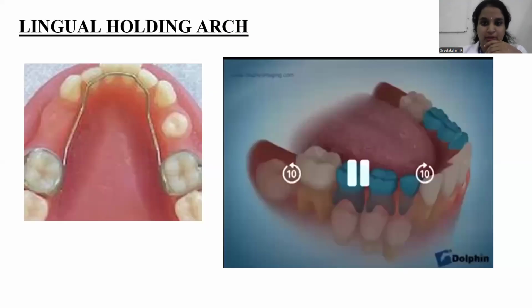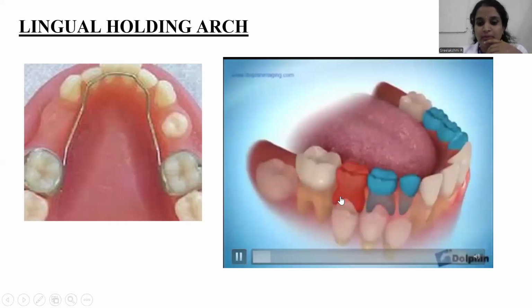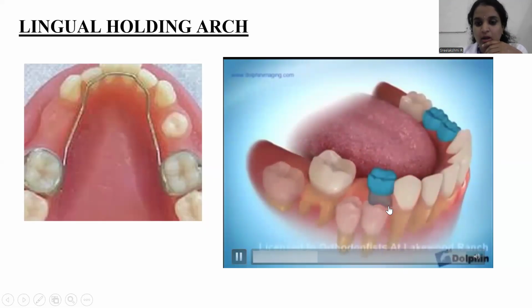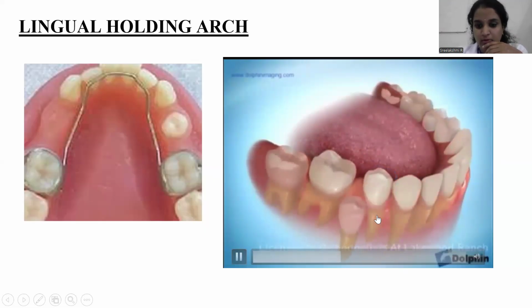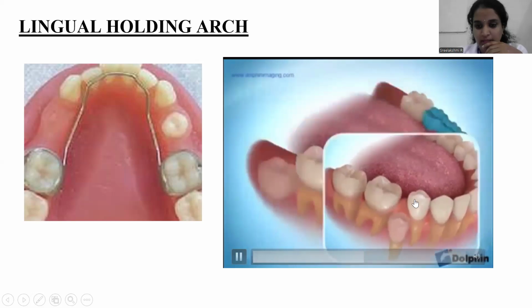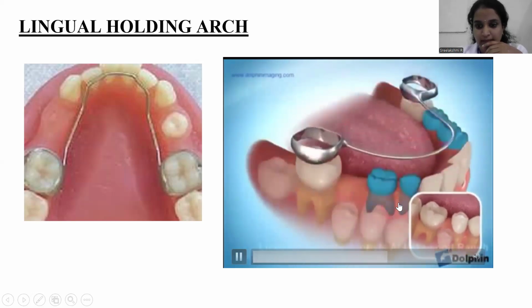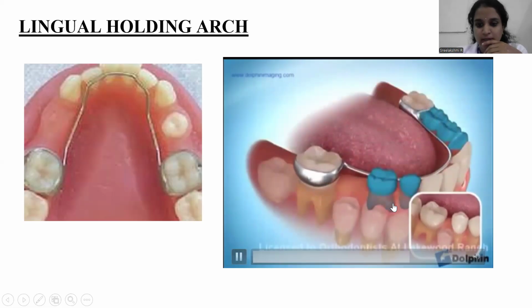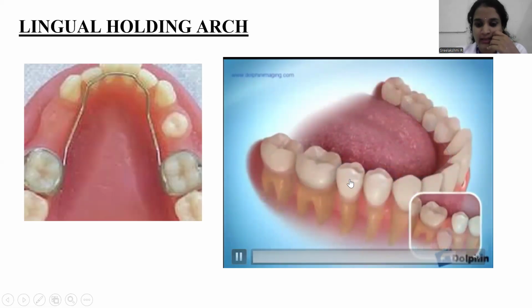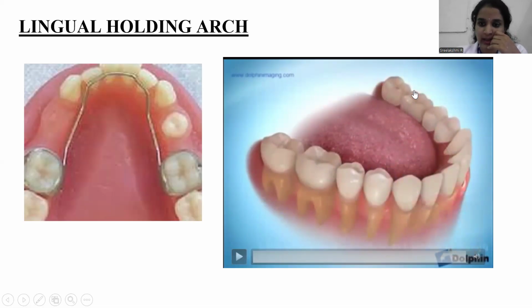So this is a picture of a lingual holding arch, and this is a video of a lingual holding arch, where the premature loss of primary second molar was there. That is 84, 85 has been gone, and see the 84 has been lost, and 44 has been erupted. In such cases, we can give a lingual arch over here, and bilaterally, we can place permanent bands on the sixes, and additionally, the support can be taken from the anteriors.